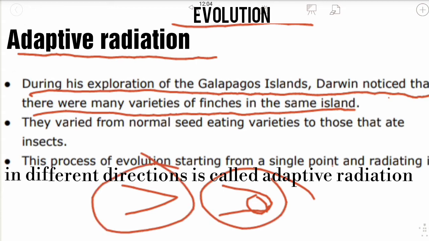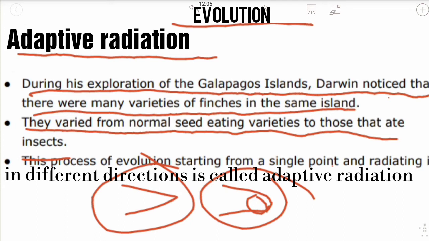Some have started eating leaves, some have started eating debris, some birds have started eating insects. So they have adapted themselves into different kinds. This is the main reason why they have adapted different beak shapes. See here, they varied from normal seed-eating varieties to those that ate insects. So there are different kinds of birds which evolved from a single ancestor, that is the seed-eating bird.